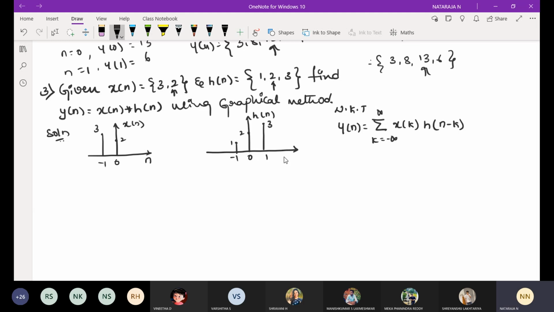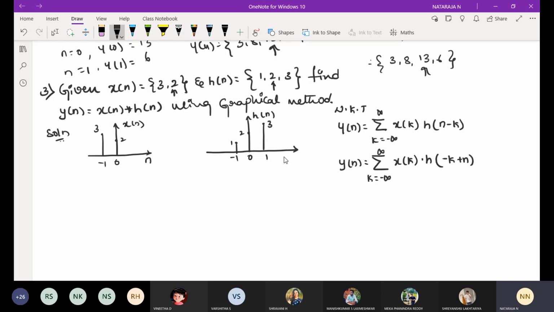Used in the formula method. Now I alter this equation for my convenience. y of n is equal to summation, and I am not going to change the limits. The limits will be the same, k lies between -infinity and +infinity. I am going to find the y of n as x of k into h of -k plus n. Both are same, no? n minus k, k plus n. Same, sir.